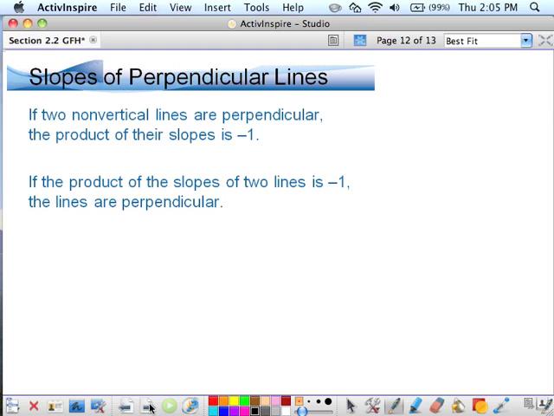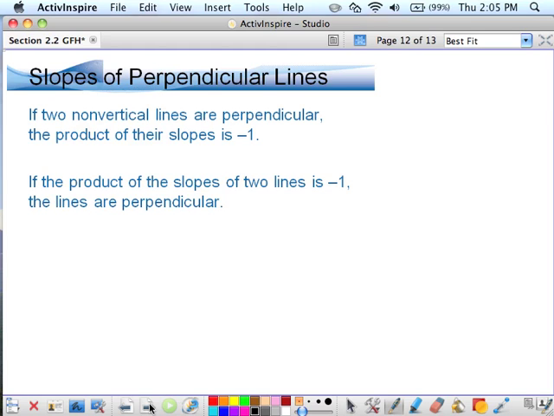Your book says that if two non-vertical lines are perpendicular, then the product of their slopes is negative 1, which sounds a little weird. Basically what that means is that if they are perpendicular, if the two lines meet at a 90-degree angle, then if you take the slopes of those two lines and you multiply those two slopes together, it has to always equal negative 1.